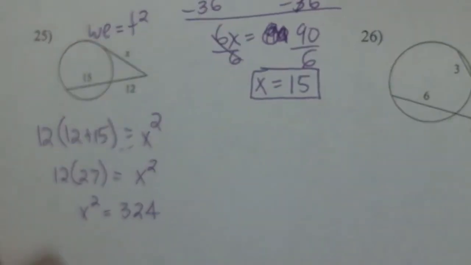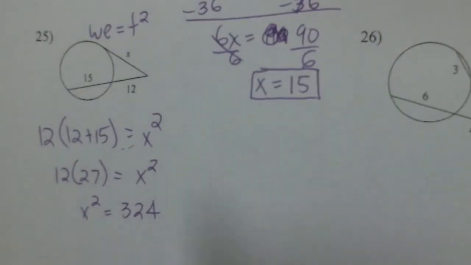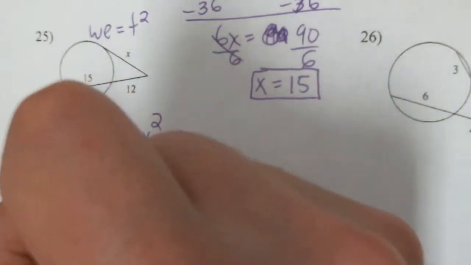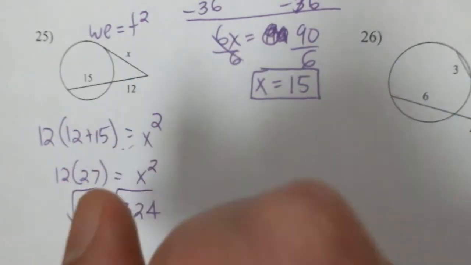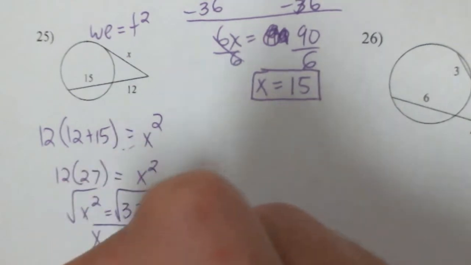And yes, technically this is a quadratic, but I just take the square root. This is the square root method. Take the square root, and x is equal to 18.